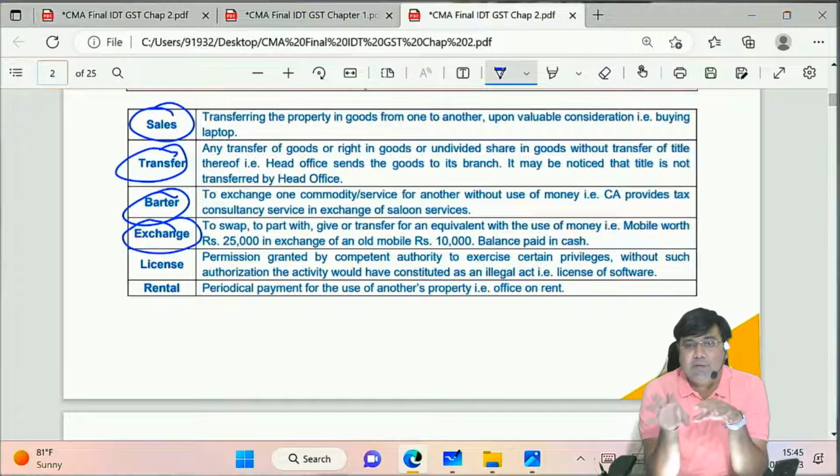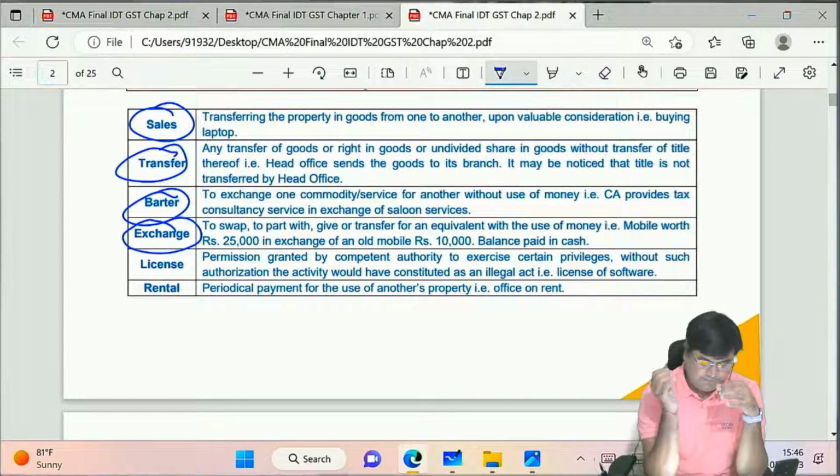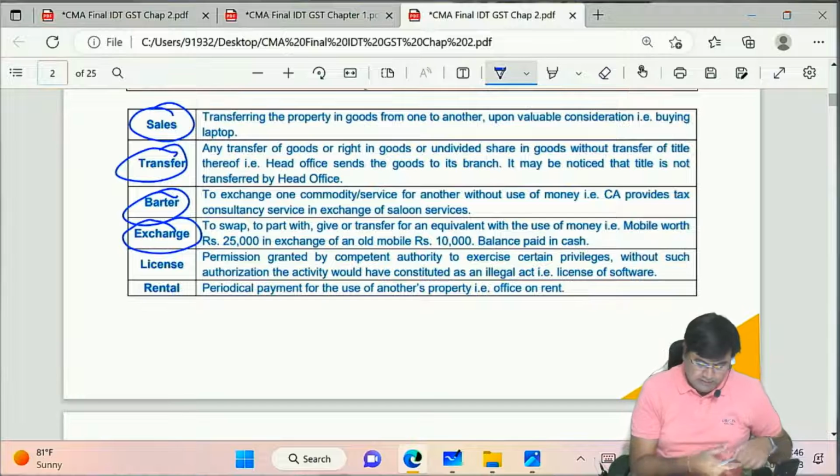What is the difference between barter and exchange? In barter, normally there is no money. It is just an exchange of goods or services. In case of exchange, apart from the barter, there is also going to be a money transaction. Old mobile, you give the old mobile to the shopkeeper, you are going to get the new mobile, but you also need to pay some money, correct? So that is an example of exchange.